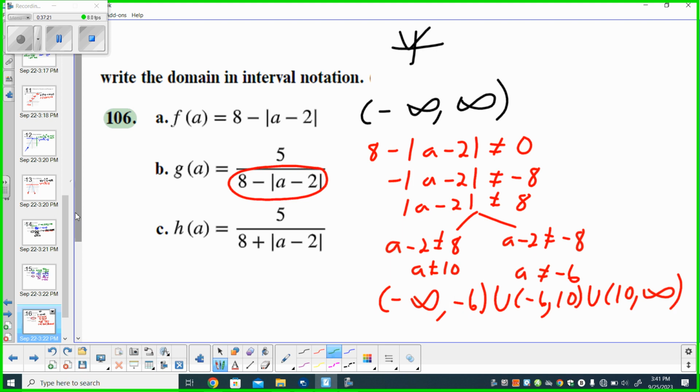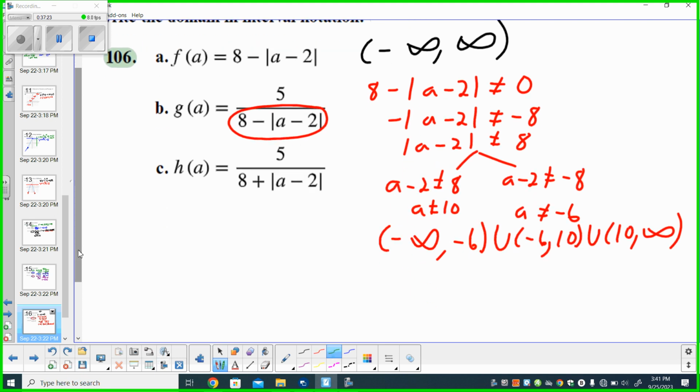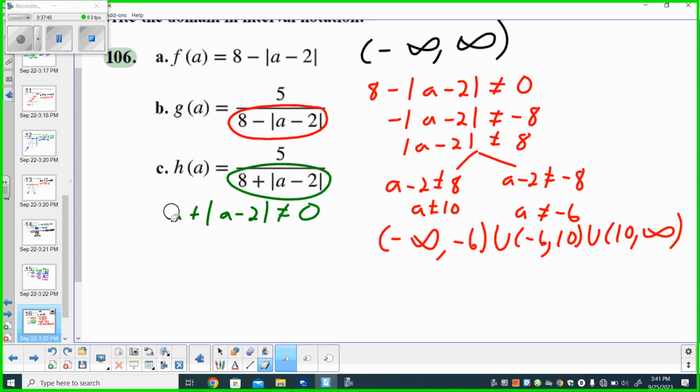All right, so let's do that part C there. It's the same process. This guy right here cannot equal 0. I don't know why I wrote an A. That should be an 8. So I'll subtract 8, and I see that absolute value of A minus 2 cannot equal -8. So I'm just going to stop there.